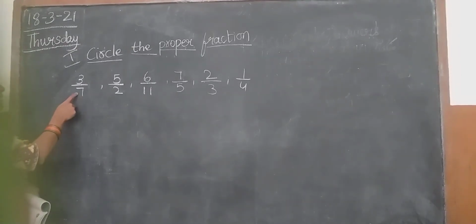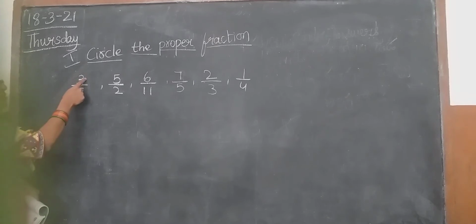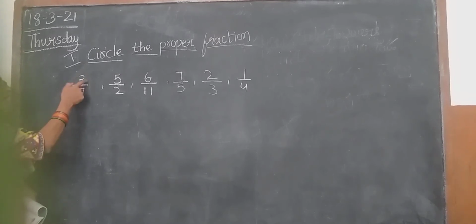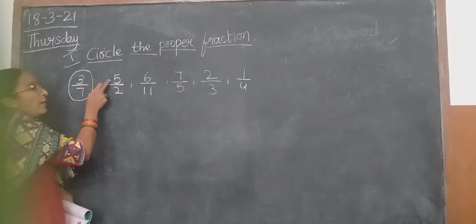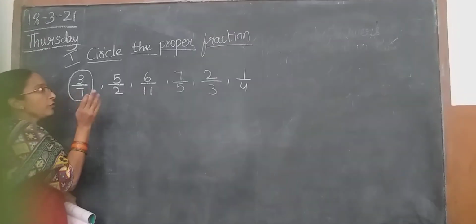Yes. See here, denominator is 7, numerator is 3. Is it a proper fraction? Yes. Circle this number. Here, numerator is 5, but the denominator is 2. It is not a proper fraction.